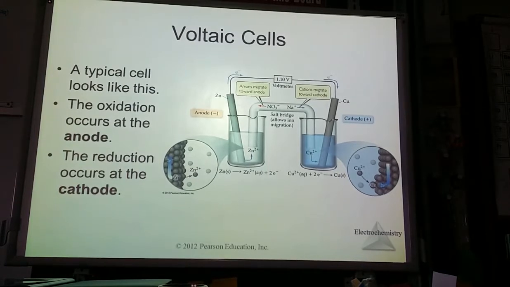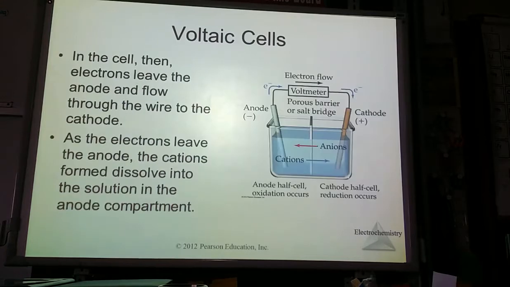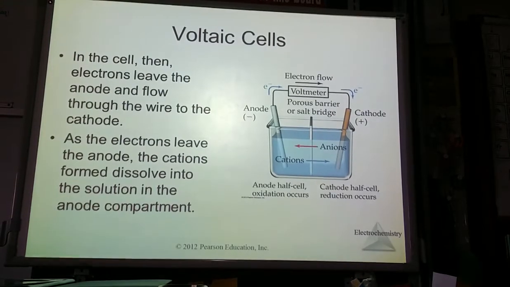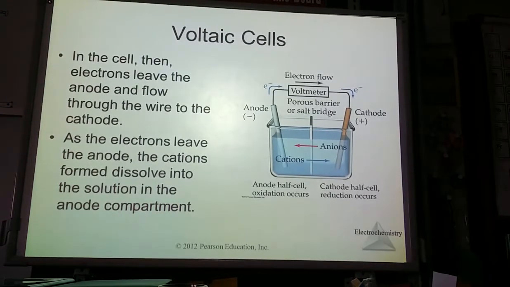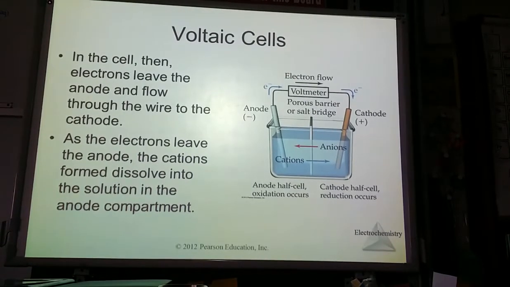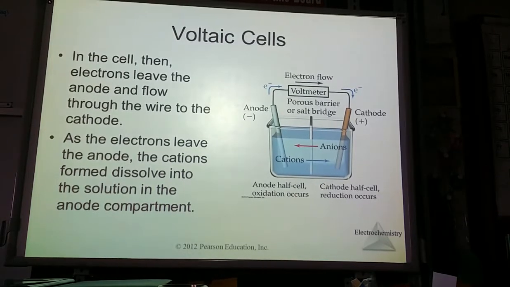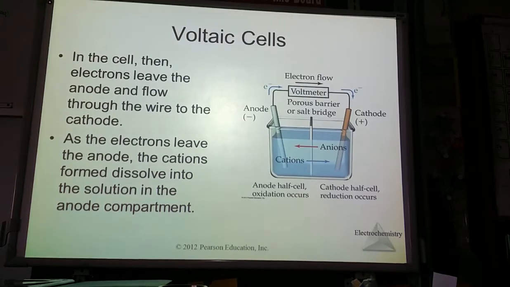So hopefully that makes sense in terms of ion migration with the salt bridge, as well as the anode and the cathode, and the ideas behind them. So in the cell, electrons leave the anode and they will always flow through the wire to the cathode. So please highlight whatever you need to do to remember electron flow will always go from anode to cathode. And that should make logical sense.